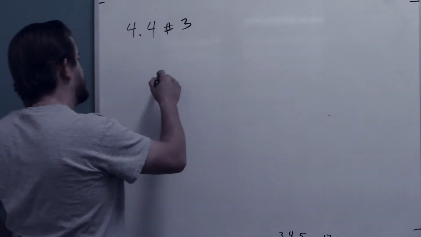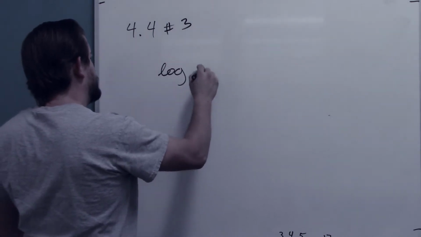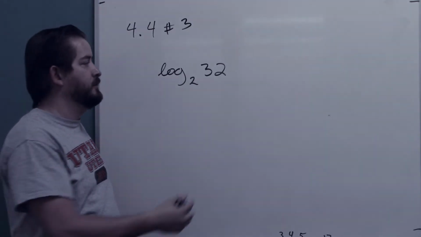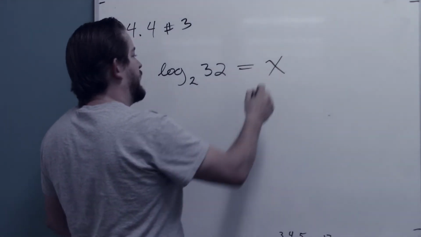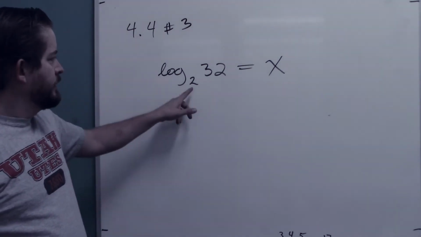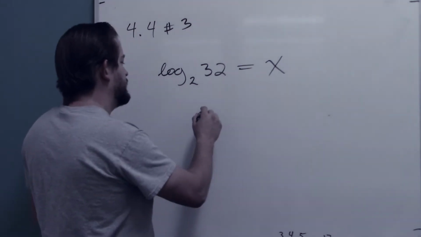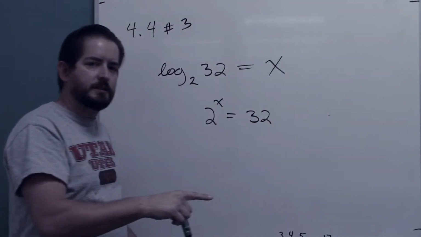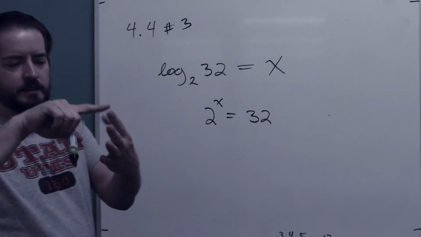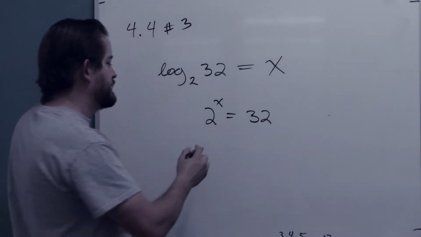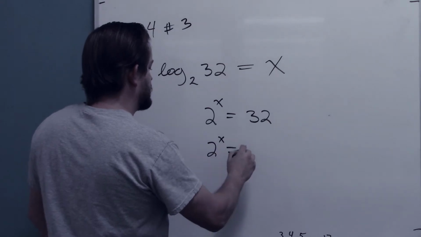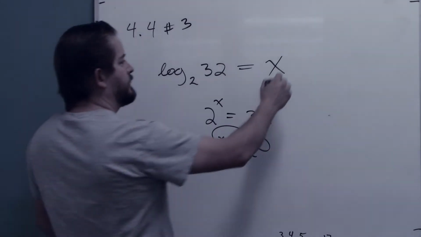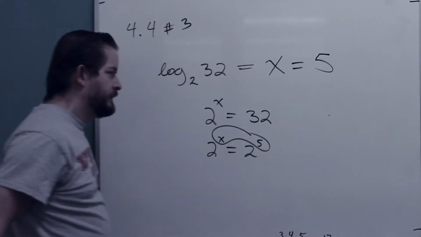So I've simplified this all the way down to the log base 2 of 32, and it's looking for an answer, a value. It doesn't want this expression, it wants a value. So we can say this is something. I don't know what it is, but it's something. I can rewrite this as an exponential, but I happen to know that 32 is 2 to the 5th: 2, 4, 8, 16, 32, that's 5 of them. So 2 to the x equals 2 to the 5th. Well, then of course, x has to be 5. And so this entire expression is 5.